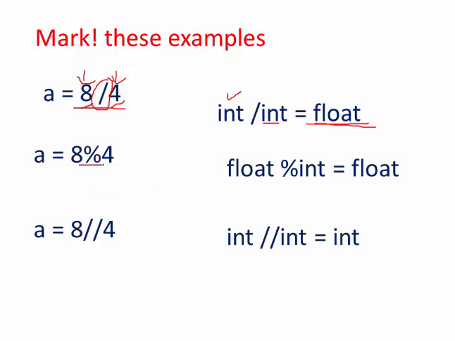This is the modulus operator. If a float number is divided by an integer, it will give a float number only. And this is your floor division. If an int is divided using the floor division, it will give you integer type. So the main thing is integer and integer, but the division operator will give you float type. We'll just see it.